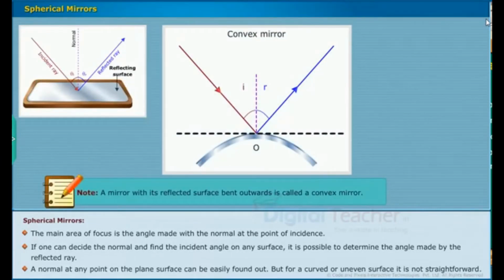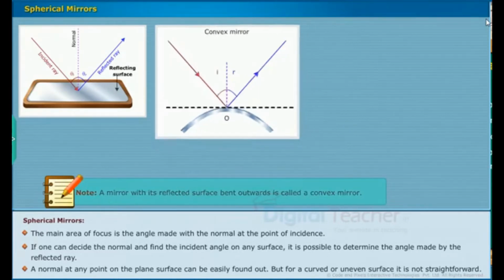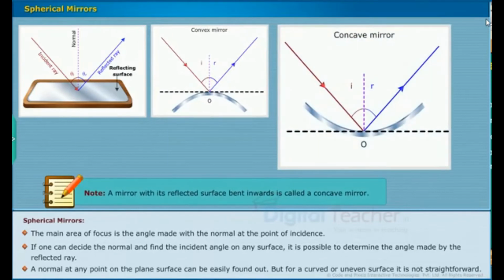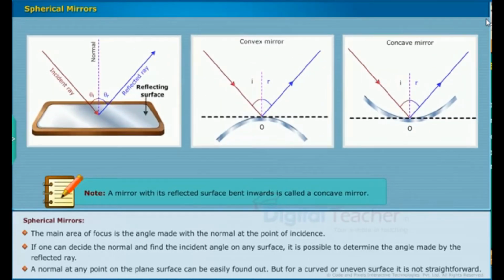Note: a mirror with its reflecting surface bent outwards is called a convex mirror. A mirror with its reflecting surface bent inwards is called a concave mirror. Let us learn how to draw a normal on curved surfaces, bent inwards and outwards respectively.